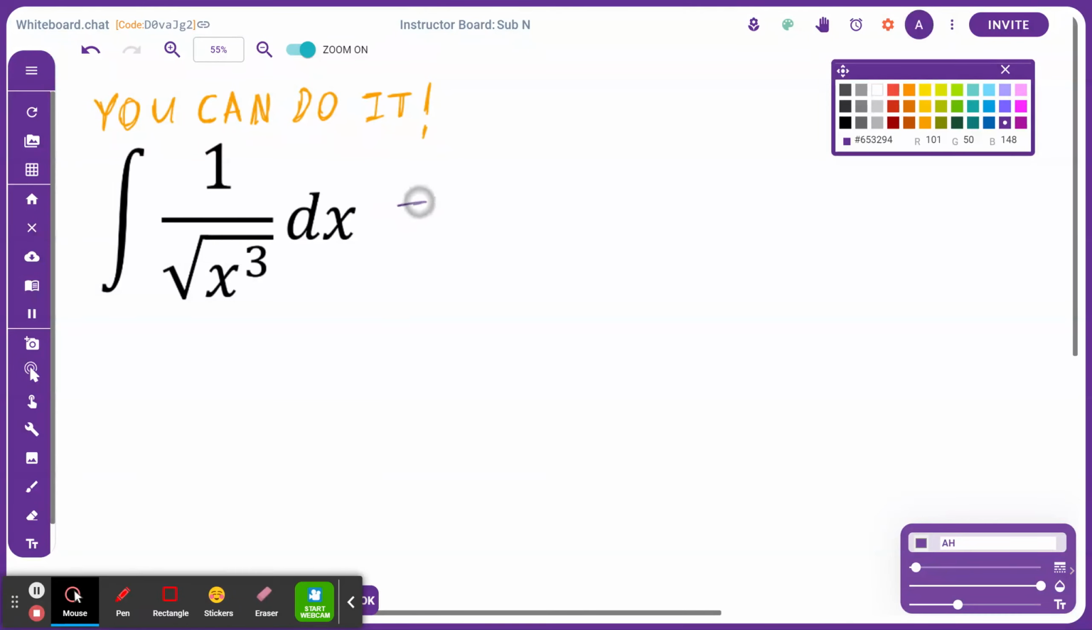Hi everyone, let's take a look at the following example. Find the antiderivative of 1 divided by the square root of x cubed with respect to x.